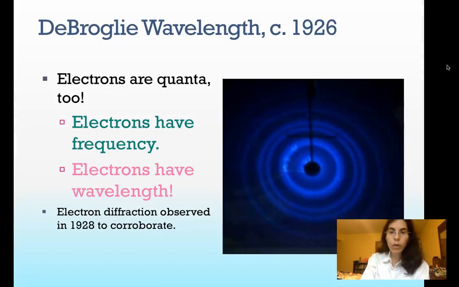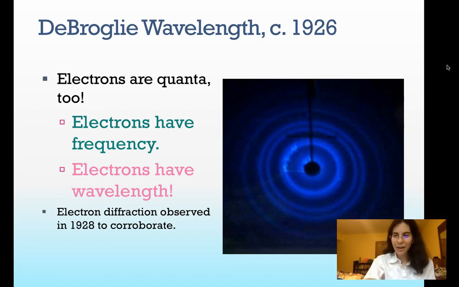That's why we don't really make much progress on this until Louis de Broglie submits his doctoral dissertation at the University of Paris in 1926. Louis de Broglie says that it's not just quantities of light, it's quantities of electricity too. De Broglie says that electrons are quanta too. See this? Looks like diffraction, right? We did it with lasers. You can see local maxima, local minima.